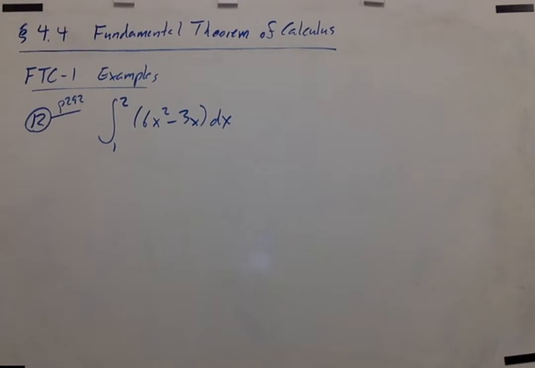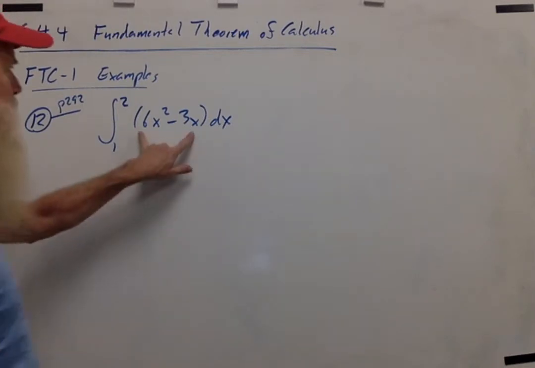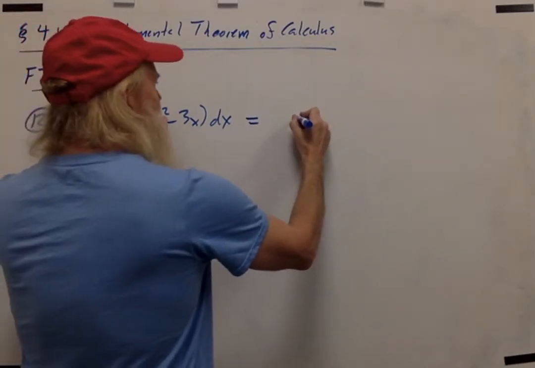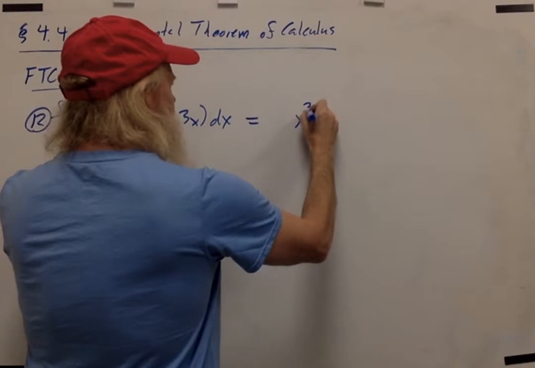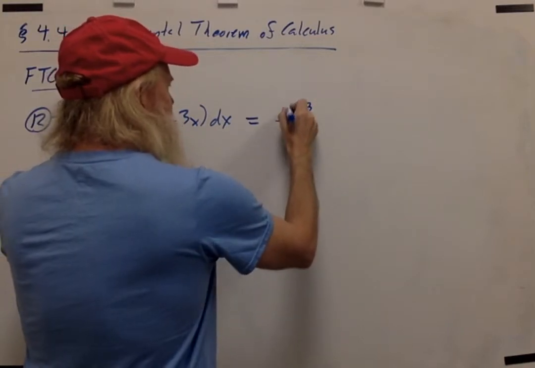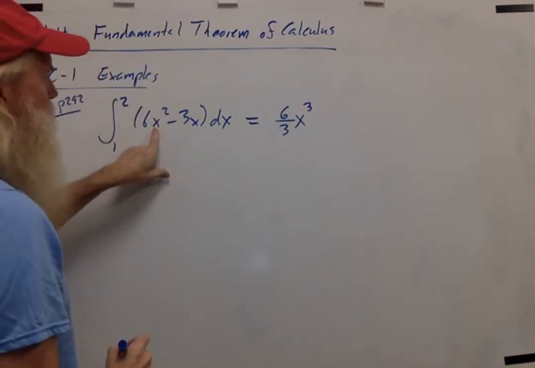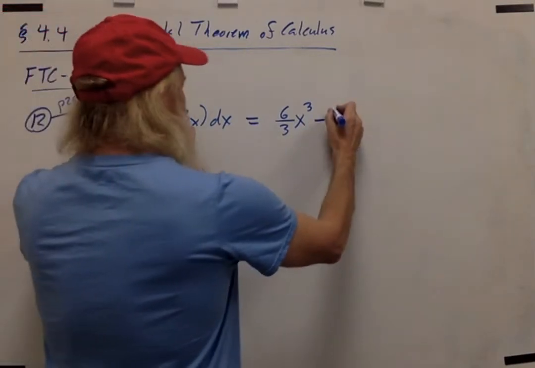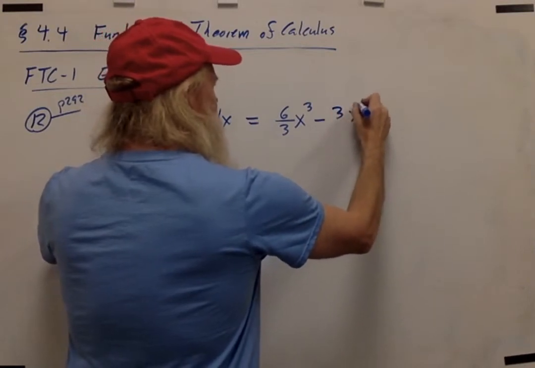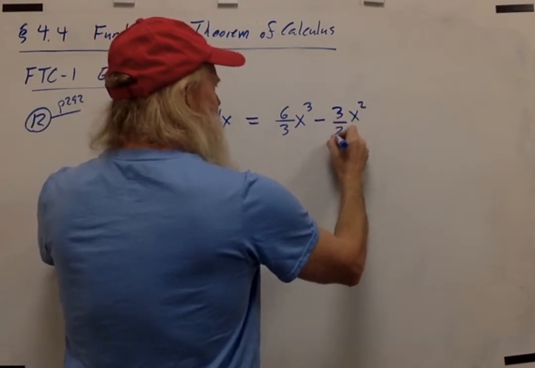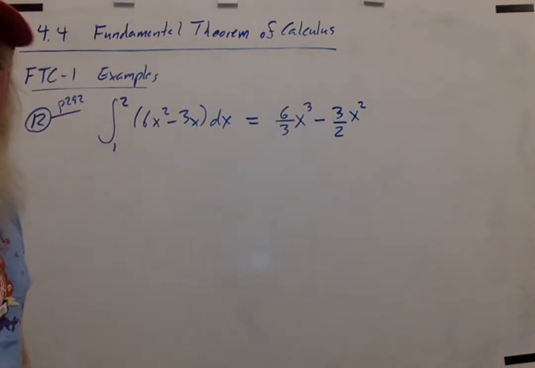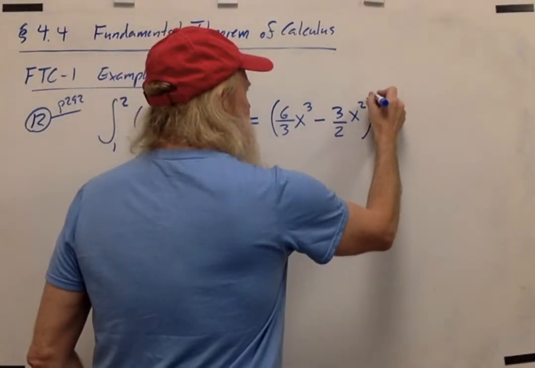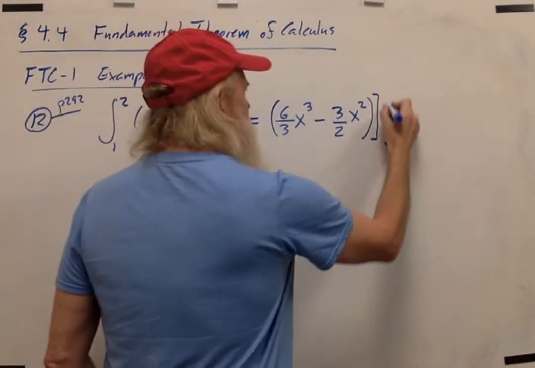So 2 steps. The first step is to find an antiderivative. So let's do that. Term by term, I need to add 1 to the exponent and divide by that new exponent. So the antiderivative of the first term will be 6 over 3x cubed minus, for the second term, I add 1 to the exponent to get x squared, and I divide by the new exponent. So that's my antiderivative. Remember, it's not necessary to put the plus c. And then I take that from 1 to 2.